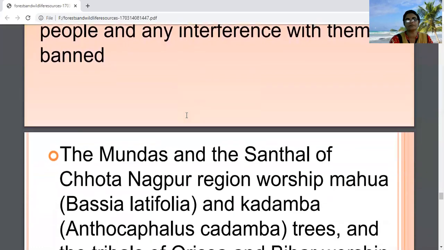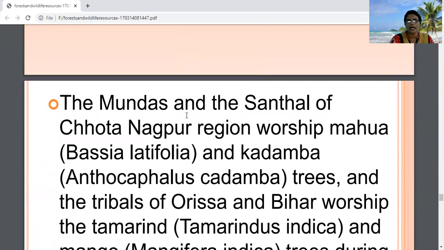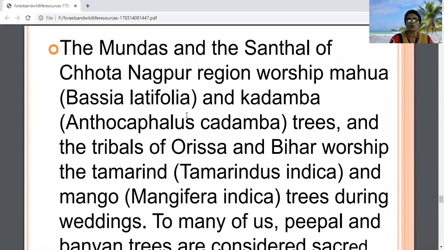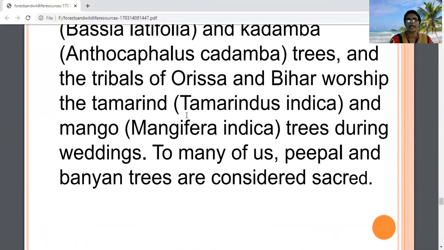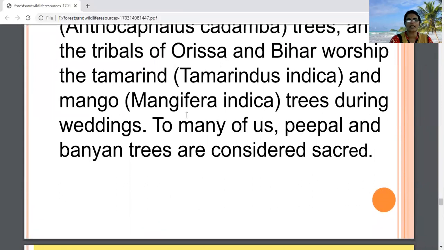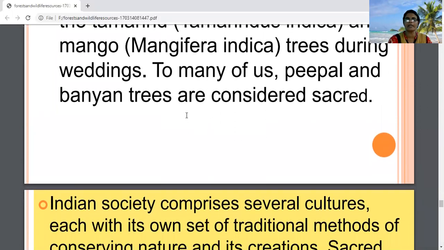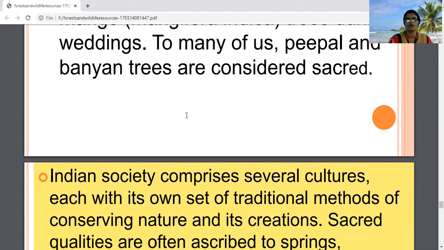Another example, the Mundas and Santals of Chota Nagpur region. They are also forest people, tribal people. They also worship very sincerely, blindly. They worship their earth god, the forest. They worship Mahua and Kadamba trees. And the tribals of Orissa and Bihar worship tamarind and mango trees during weddings. This is the belief of these people. To many of us, peepal and banyan trees are considered sacred. We also worship these trees.